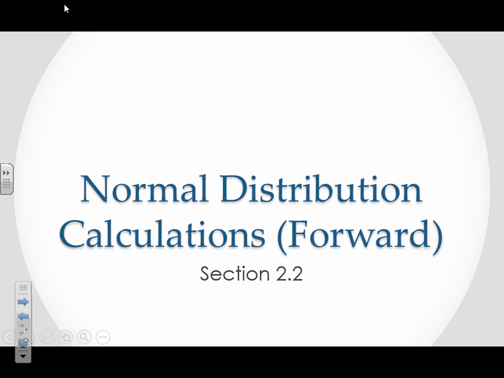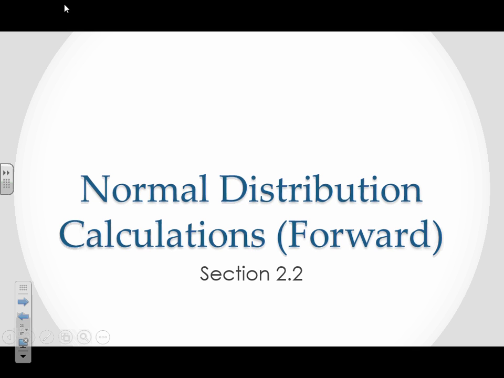Let's talk normal distribution calculations. So last week we talked about normal density curves. We talked about the 68-95-99.7 rule, so how to calculate percentages if we happen to fall at exactly one of the standard deviations. So for exactly one standard deviation above or below, exactly two standard deviations above or below, and three standard deviations. Okay, so those are our cutoffs.